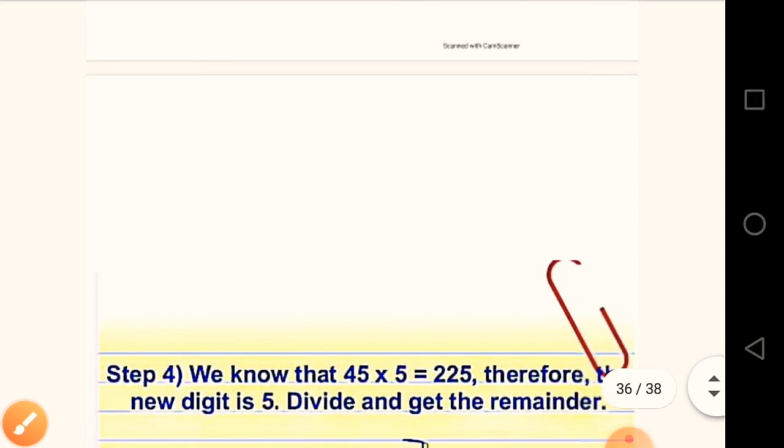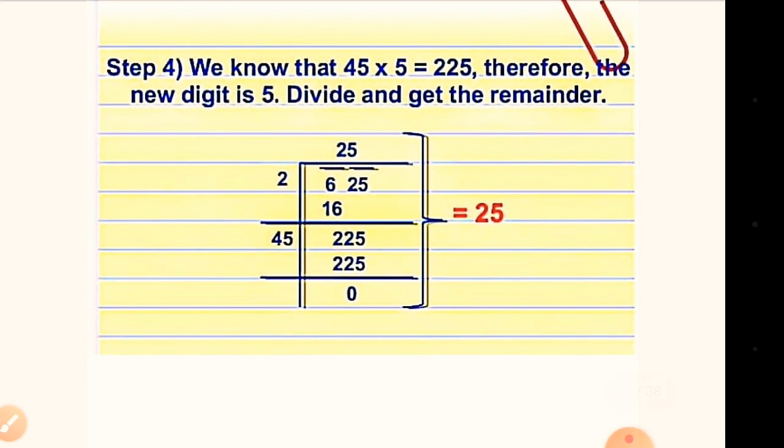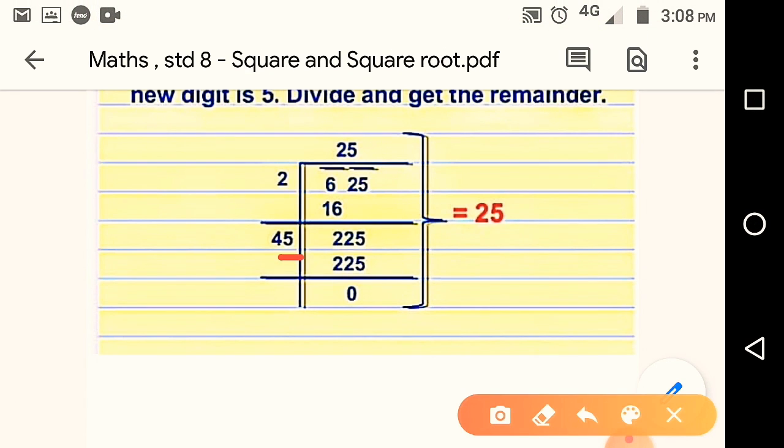So the next step will be 45. So 45 times 5 will be 225. So here we have taken 5, here also we will write 5. I told you, the same number. So 25 is our answer. If you multiply 25 2 times you get 625. So 25 is the square root of 625.